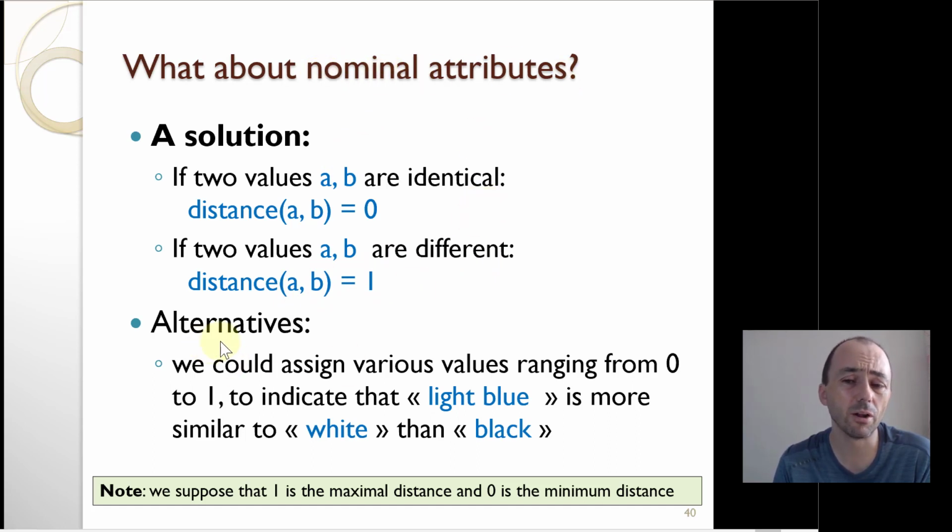There are also some alternatives. Let's say we have many values, like the color. It could be white, black, blue, red, green, and so on. Then we could assign different values from 0 to 1 to indicate, for example, that blue is more similar to white than to black, and so on. Light blue, okay. So it depends on the application. We can design the distance measure in different ways.